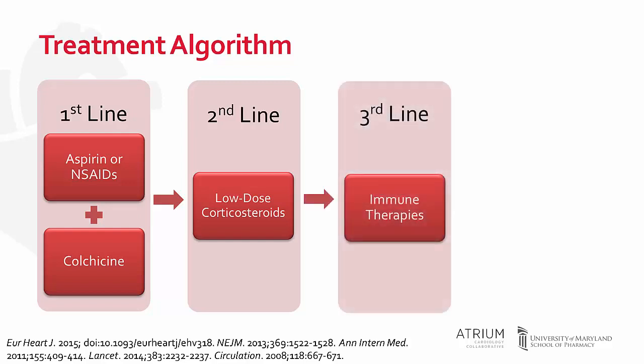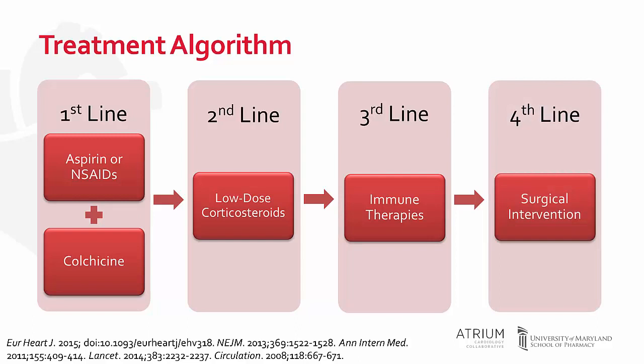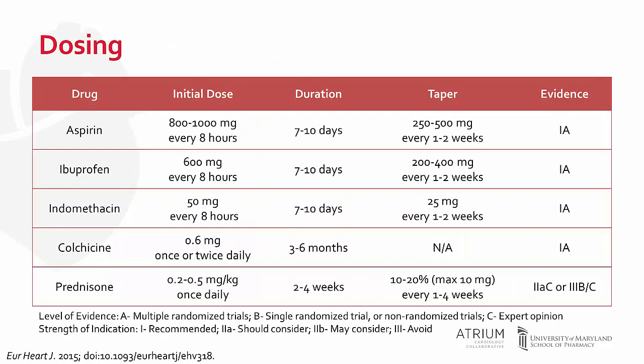Third-line agents include immune therapies such as azathioprine, intravenous immunoglobulin, and anakinra. However, data is scarce. Last line includes surgical intervention such as a pericardiotomy or removal of the pericardium, called a pericardiectomy. This table highlights the dosing information for our first and second line agents.